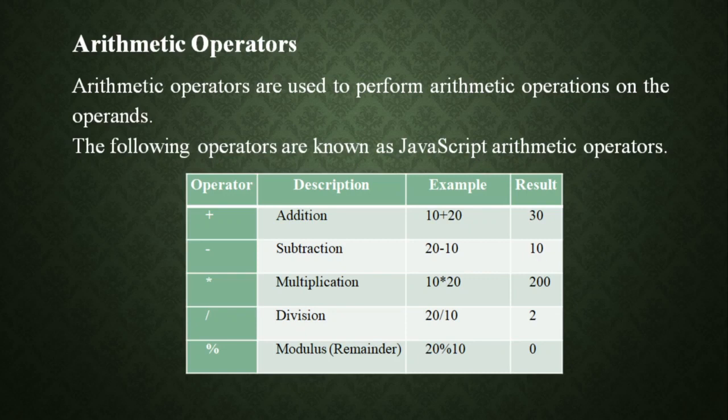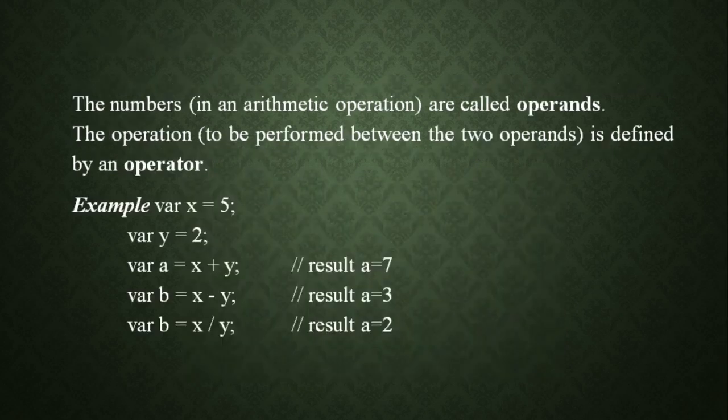How we write this? Operators with the help of operands. Here in this example, 10 plus 20, 10 and 20 are operands and plus is the operator. This plus is known as an arithmetic operator. In an arithmetic operation, we use the operator in between operands. The operation to be performed between the two operands is defined by the operator.